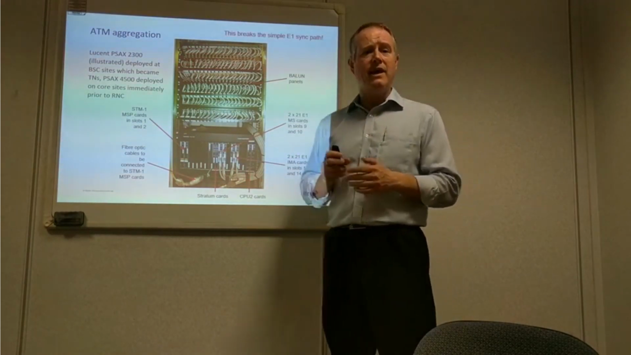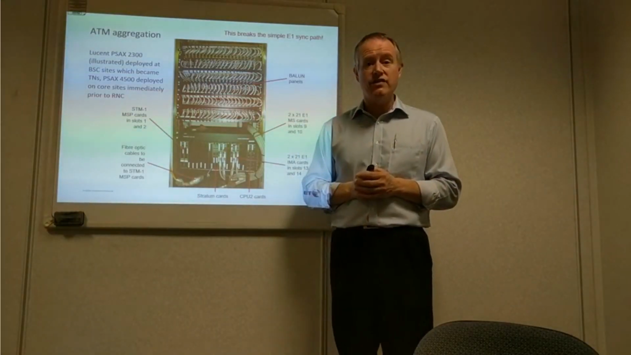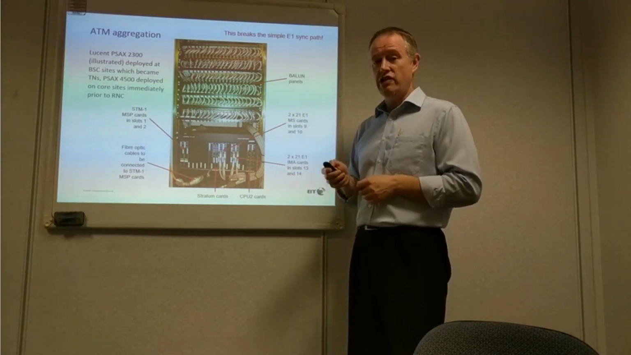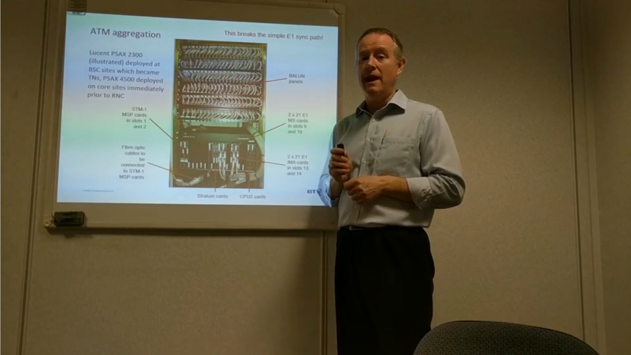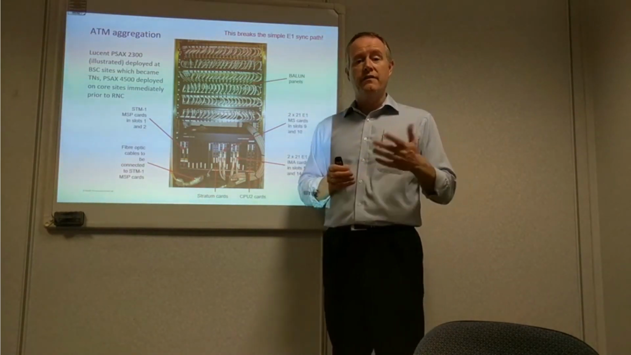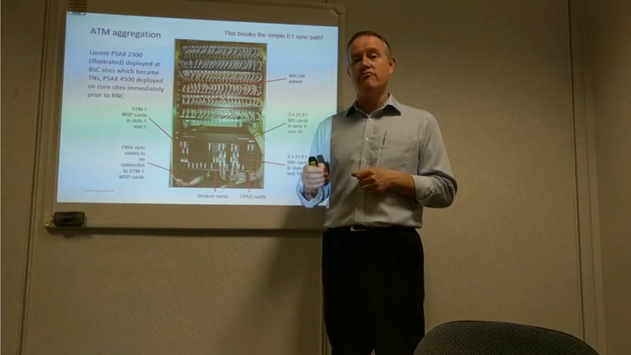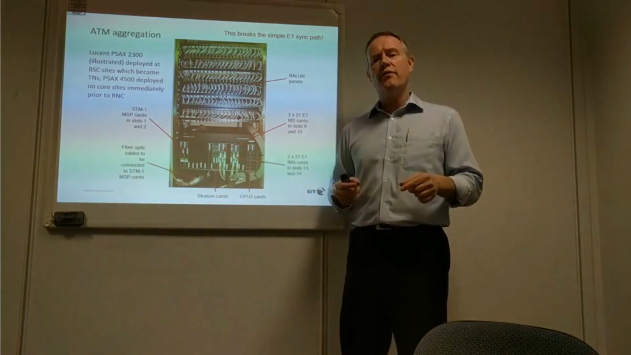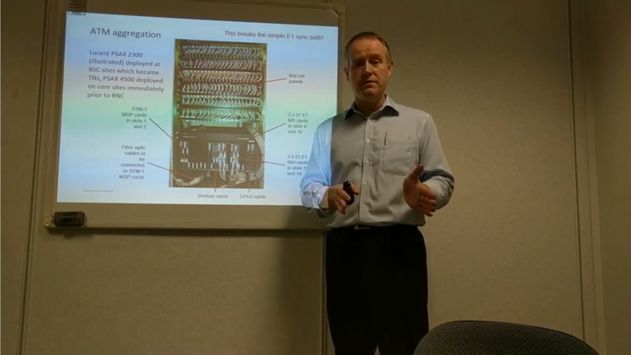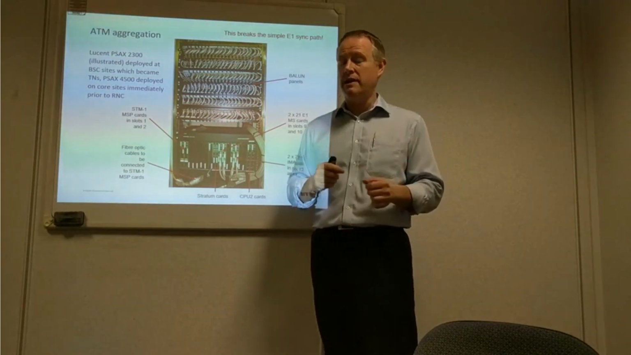But this breaks the simple E1 synchronization circuit that we had. So we've now got a challenge. How do we deliver synchronization over an ATM network? Now there are a couple of techniques for doing that. There's techniques such as adaptive clock recovery and synchronous residual time stamping, both of which through testing we found could actually result in problems when the load changed quickly in particular.